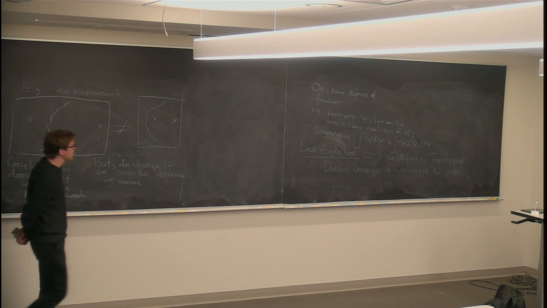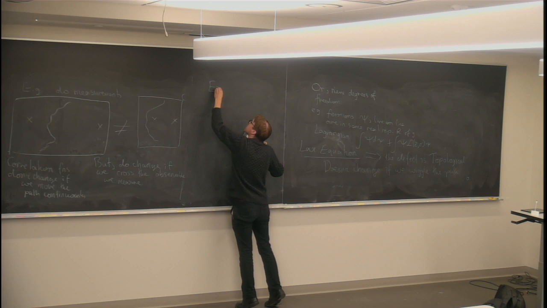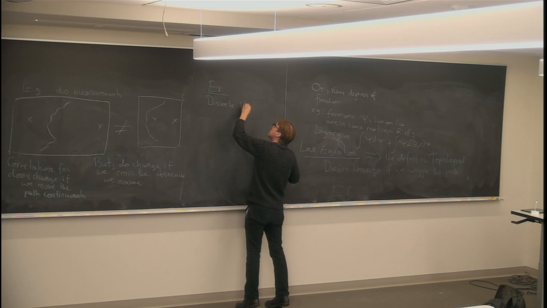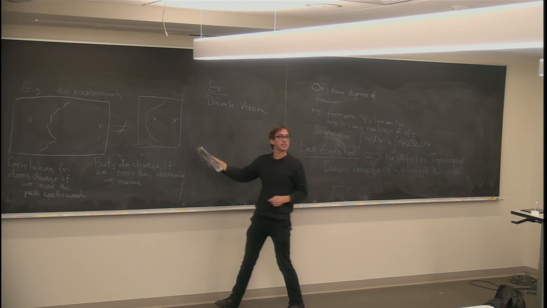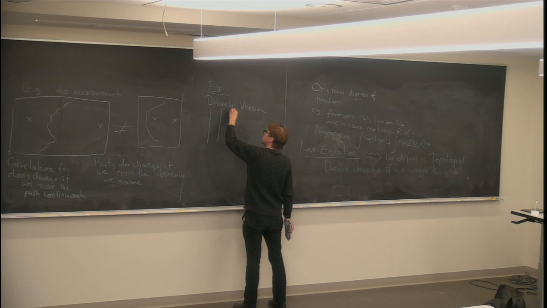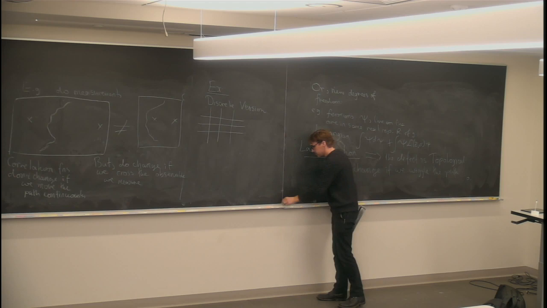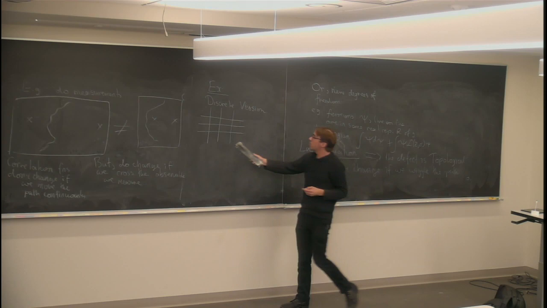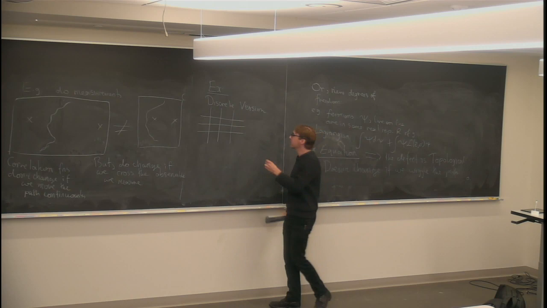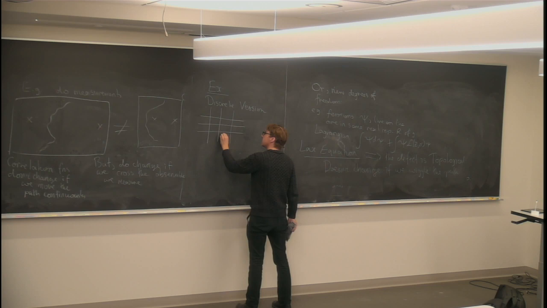So let me describe the discrete version. Suppose I want to discretize one of these systems and make some kind of lattice approximation. I might draw a lattice like this. This lattice represents my two-dimensional system. So one can ask, what does it mean to have a topological line defect in such a system? So let's draw it. This, in yellow, is going to represent a topological line defect.